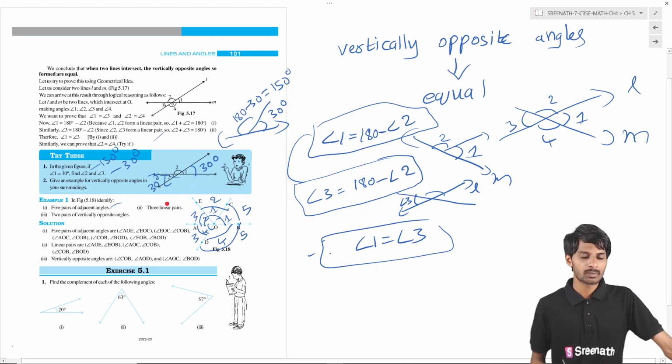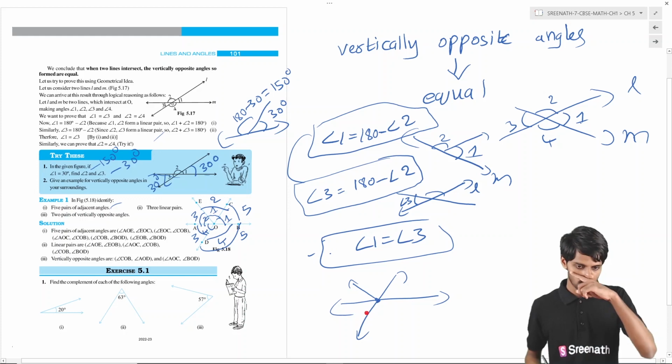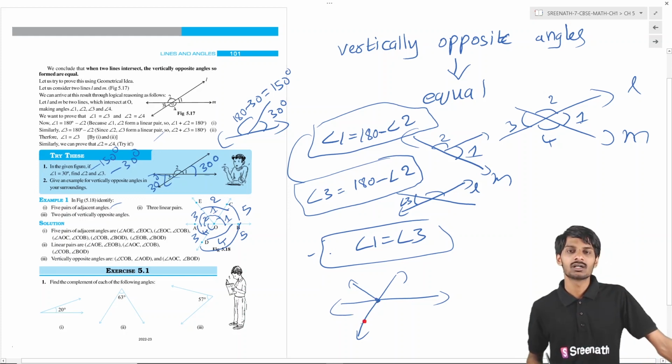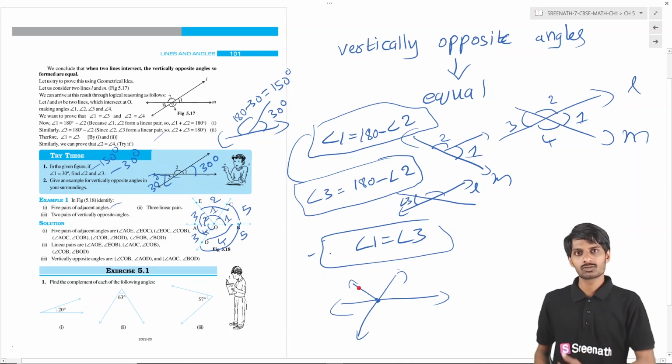Here they have given 3 linear pairs, but 3 linear pairs are not possible, students. Only 2 are possible. If you draw the diagram here, linear pairs mean the non-common arms are opposite. Out of these 5 adjacent pairs, there will be only two. This angle and this angle are the linear pairs, students.